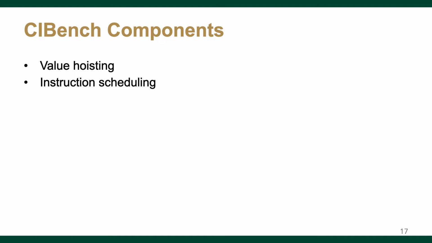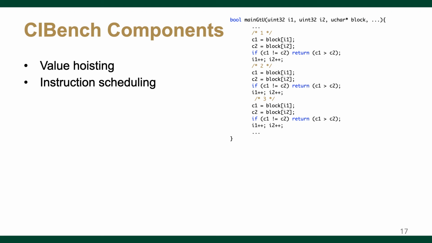The second type of inefficiency is instruction scheduling. Here we show the problematic code snippet. This function has 12 successive conditions. Here we only list 3. These conditions check the accesses of array block I1, block I2, all through block I1 plus 11 and block I2 plus 11. And this function returns when any check fails. We can see that the source code does not show any redundancy.